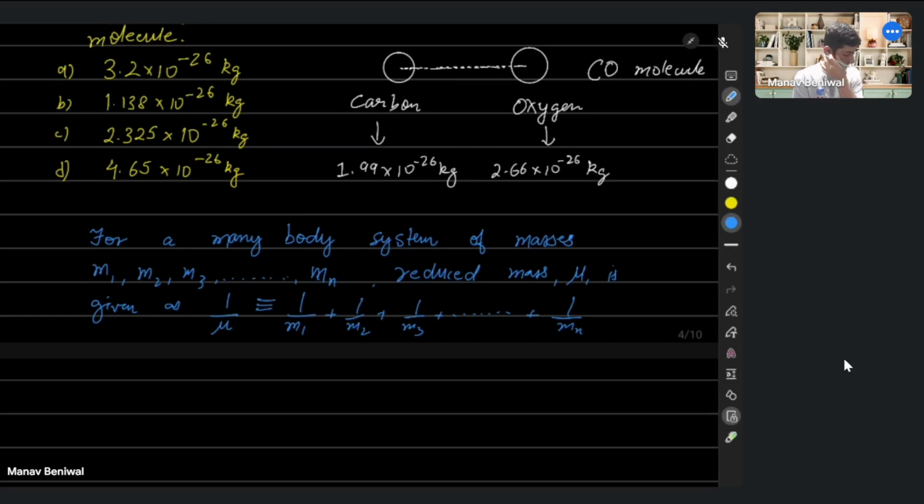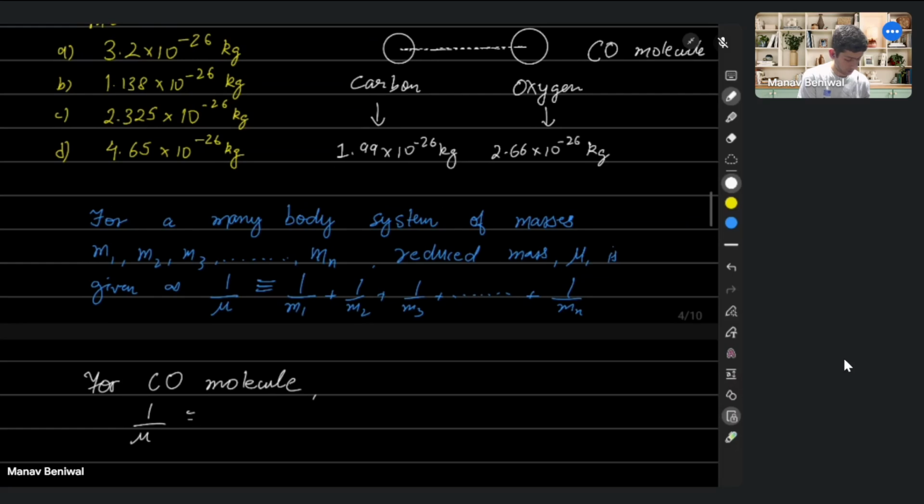Therefore for a carbon monoxide molecule, or CO molecule, 1 over mu will be 1 over the mass of carbon plus 1 over the mass of oxygen. Or we can also write this as mu is m_C times m_O divided by m_C plus m_O.